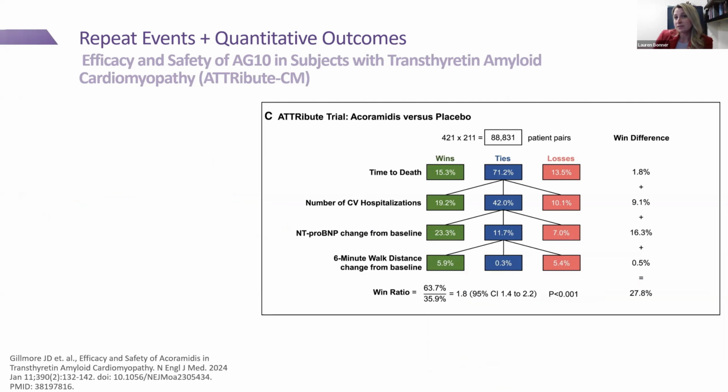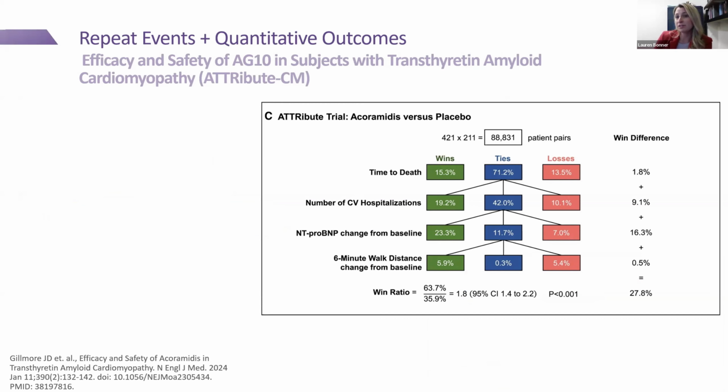The win ratio also has this really nice benefit of allowing for various types of outcomes in your analysis. So it doesn't just have to rely on these binary outcomes in the traditional composite outcome framework. So you can include things like repeat events, number of events, and other quantitative continuous outcomes as well.